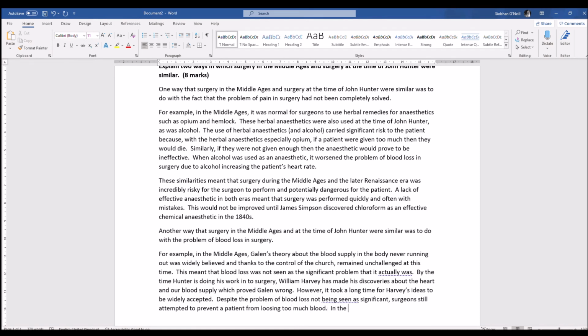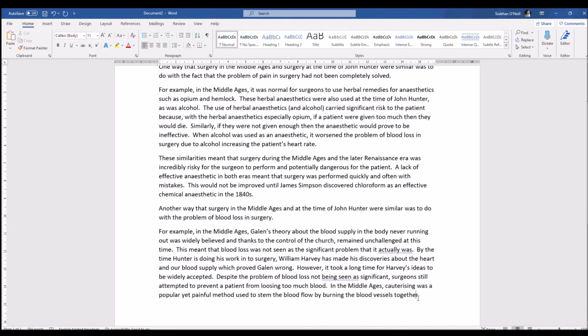In the Middle Ages, cauterizing was a popular yet painful method used to stem the blood flow by burning the blood vessels together, burning the blood vessels with a hot iron.